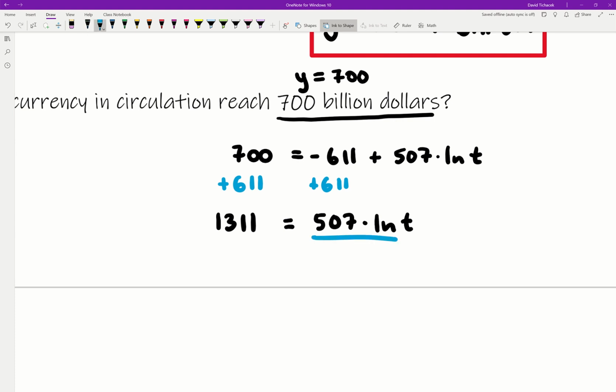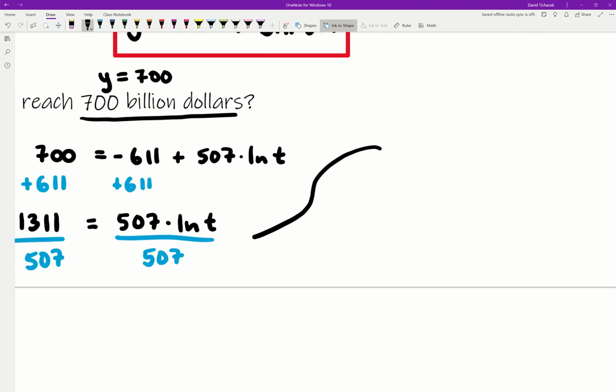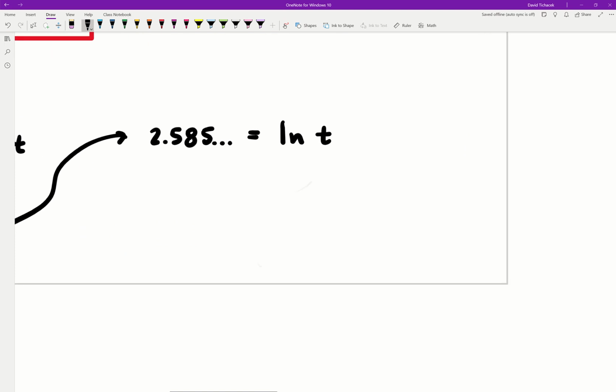Continuing to get that log isolated, we can now divide both sides by 507. I'm just going to continue over here where I've got some extra room. On the left-hand side, 1,311 divided by 507 is going to give you a decimal number that's approximately equal to 2.587, and there are more numbers after the decimal point, so we'll just jot that down here. And that's going to equal the natural log of t completely isolated.